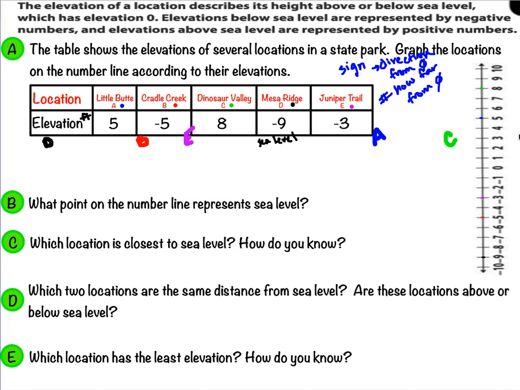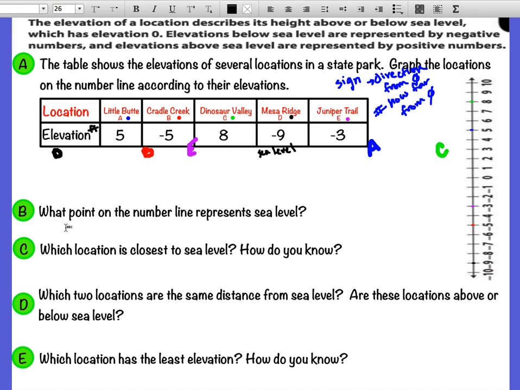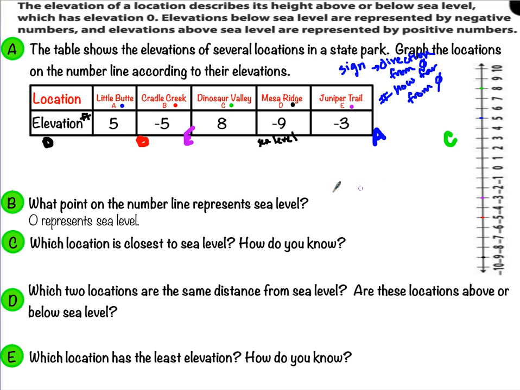So we already talked about B, about which number represents sea level, and it's 0 because 0 is in the smack dab middle of all the positive numbers and all the negative numbers. So we would say 0 represents sea level. And when I write my zeros, you'll notice that I actually put a slash through them so I know that it's a 0 and not an O. So when you look at that and you're like, what is she doing? That's what I'm doing. I'm putting that slash so you know that that's a 0.